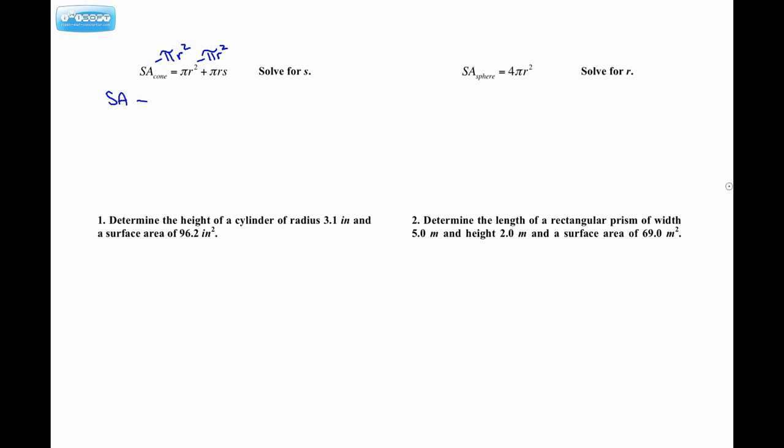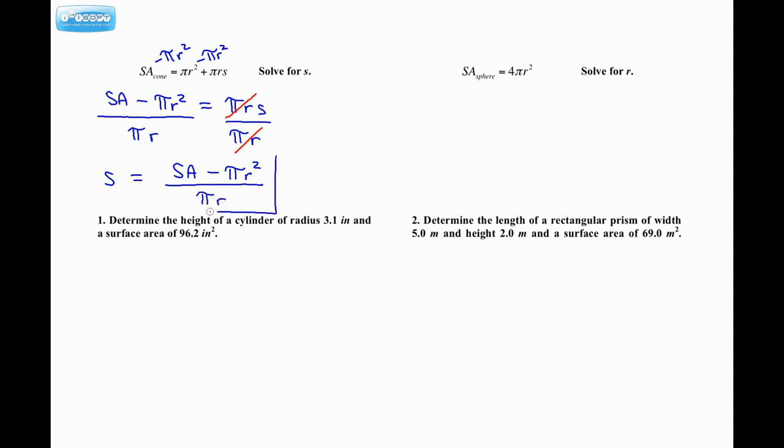Oops, little typo. So pi r squared equals pi rs. And I think you can predict that I'm going to have to divide both sides by pi times r. And that's going to cancel, because pi r over pi r is just 1. So the slant height of a cone is equal to the surface area minus pi r squared, all divided by pi r.